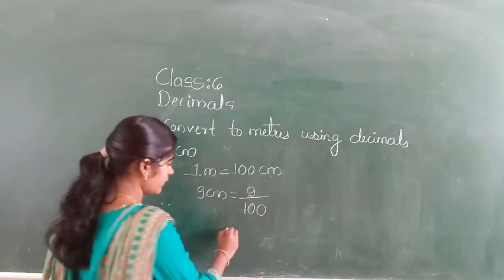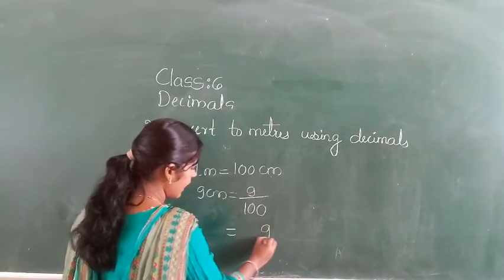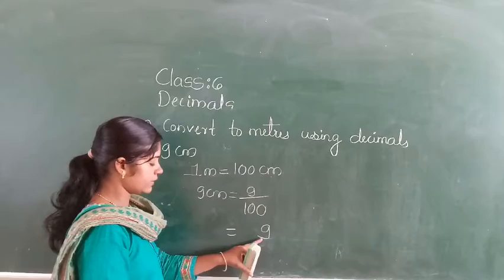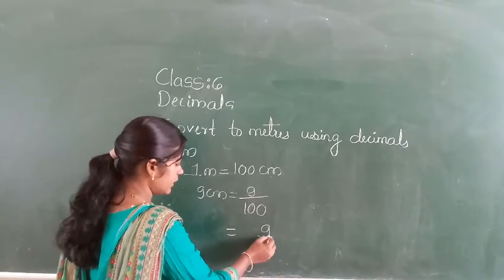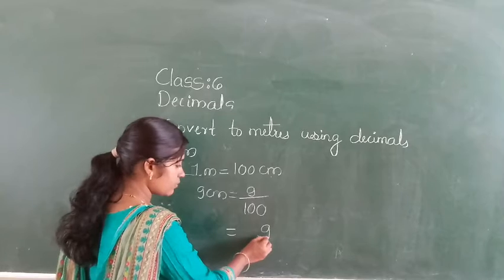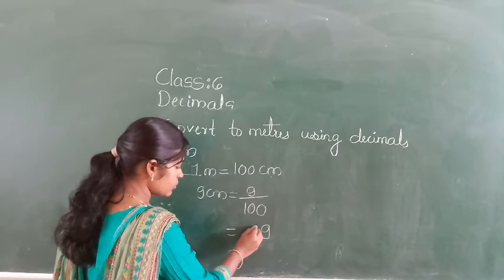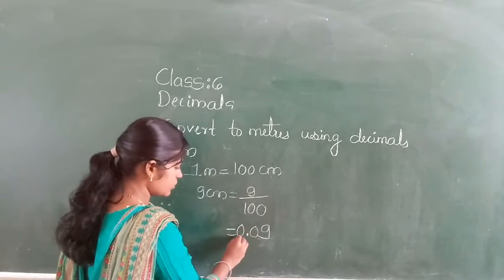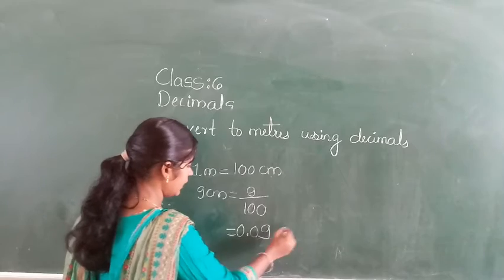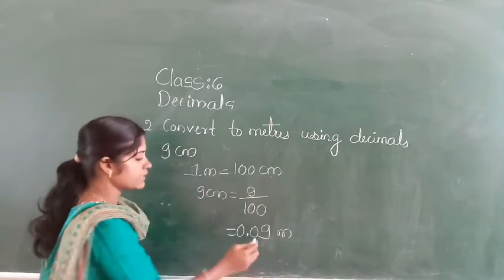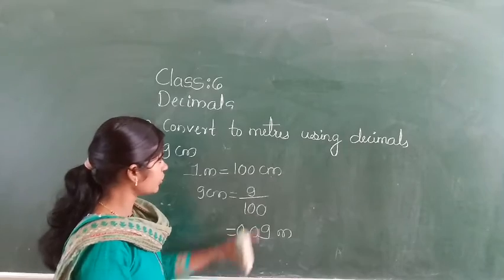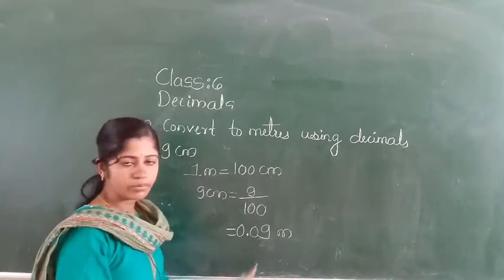See here, first you write the numerator as it is. Next, in the denominator, see how many zeros are there? 2 zeros are there. Take here 1 0. Here 9 means 1 digit is over. You take one more 0 and write here 0. 0.09. What to write here? Meter. Here I converted this centimeter to meter.